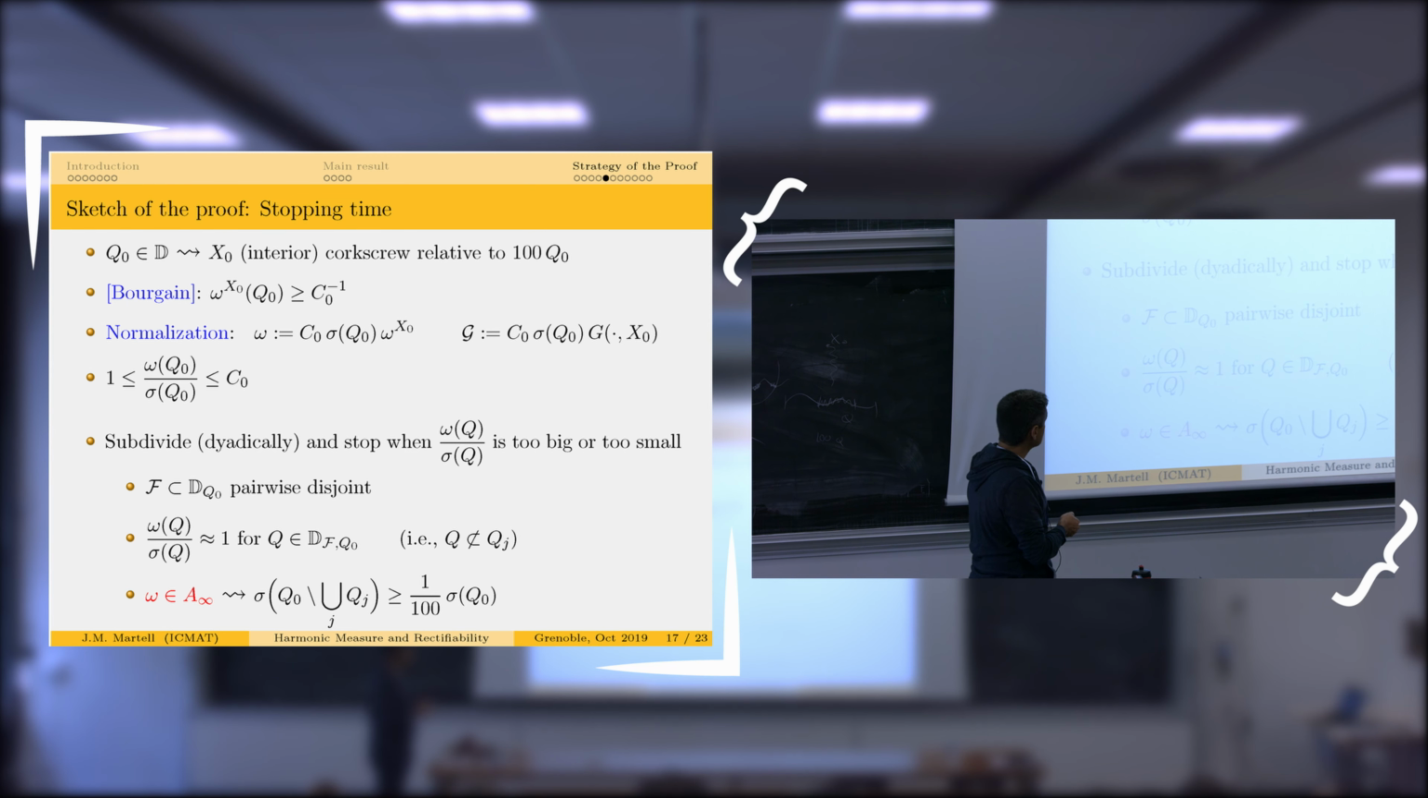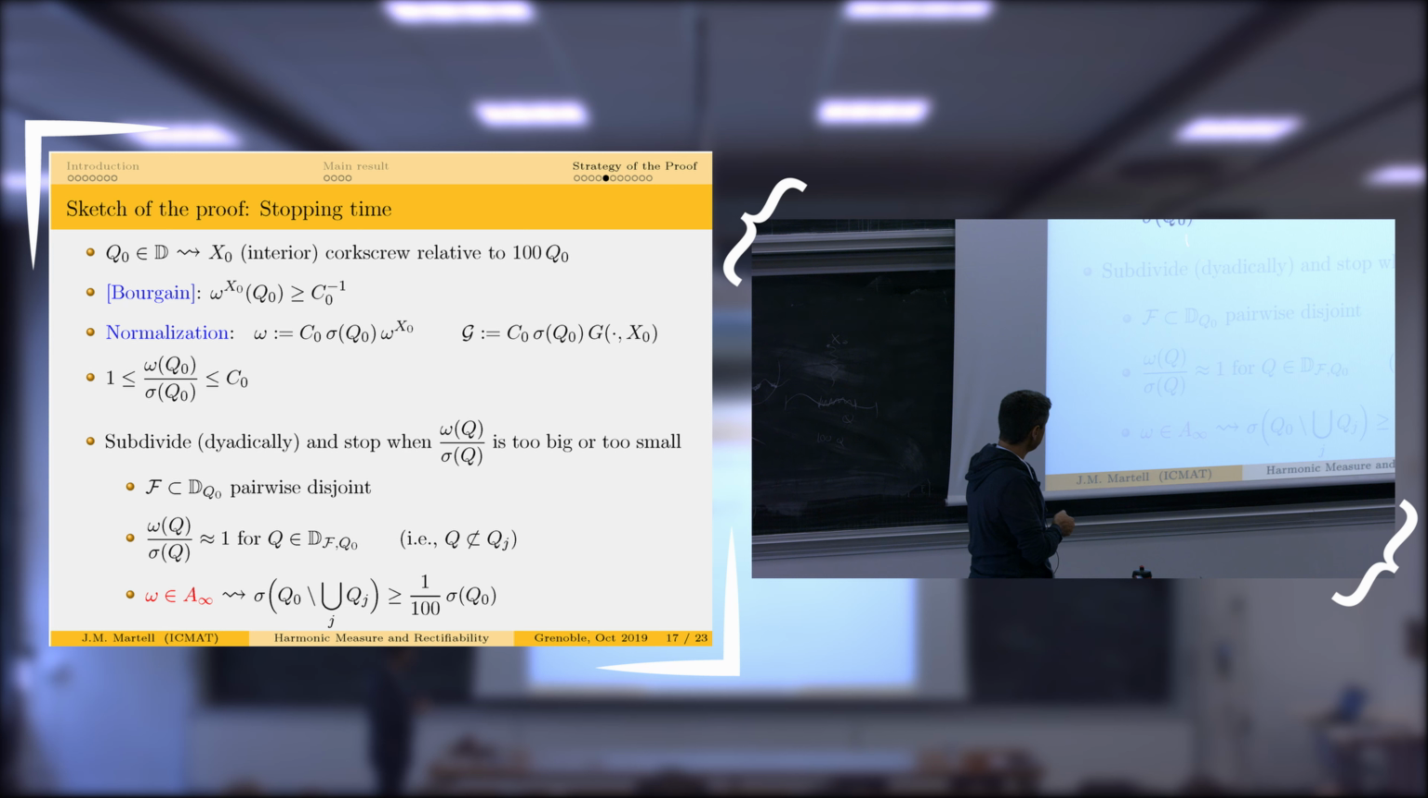All right. So let me normalize things. Let me call omega this thing multiplied by sigma of Q naught and multiplied by this constant capital C naught. And let me write calligraphic G for the same thing, and this is the Green function for this domain with pole X naught. Okay? Because of this normalization, first of all, I have that this is smaller than C naught. This is the normalization, this constant here.